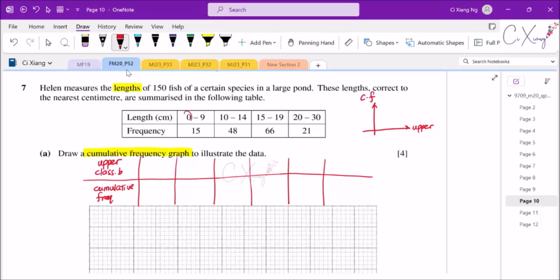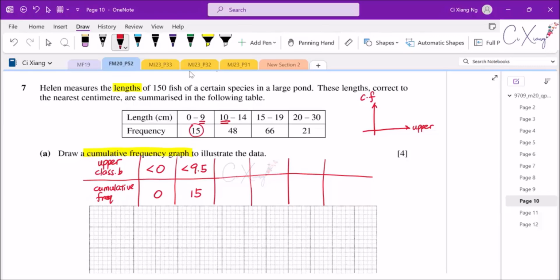Alright, so we should start from 0, of course. So the first class always starts from smaller than 0, and the cumulative frequency is 0, because there's no frequency yet. And then you can see that there's a gap between the 9 and the 10, so I have to adjust it to become the class boundary. The center of 9 and 10 will be 9.5. So my upper class boundary for the first class is smaller than 9.5, and the first frequency that I have is 15. So I just put it as 15. That means there are 15 fish whose length is smaller than 9.5 cm.